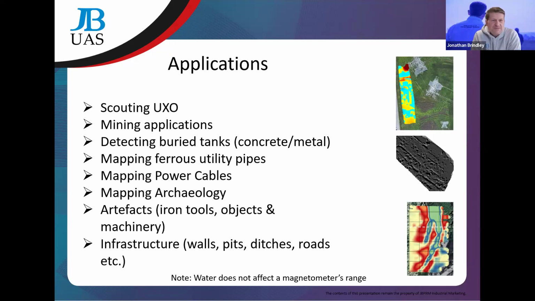Mapping ferrous utility pipes. I've done quite a few applications now doing utility pipes, trying to locate them and confirm that the CAD drawings were correct, and that's been quite useful. Also good, top right-hand corner, power cables. High voltage, in this case, I think it was 132 kVA, but again, overlaid onto CAD, you can confirm whether those CAD drawings are still correct, whether these lines have not been dug up like 15 years ago, but everybody's lost the data for it.